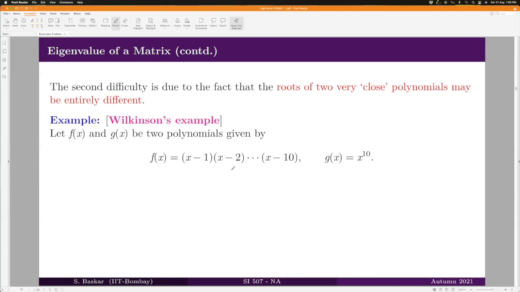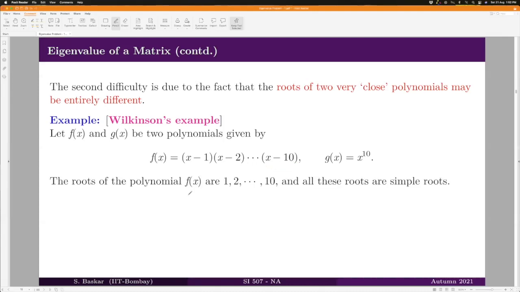Consider the polynomial f of x equal to (x minus 1) into (x minus 2) and so on till (x minus 10). Let us call this f of x. And now we can clearly see from the way this f of x is defined that the roots of the polynomial equation are 1, 2, 3 up to 10, right? And all are distinct roots.